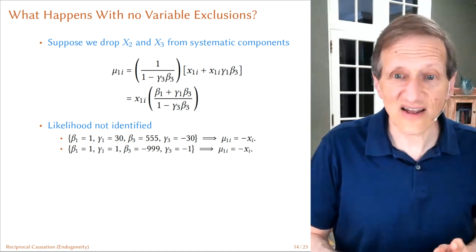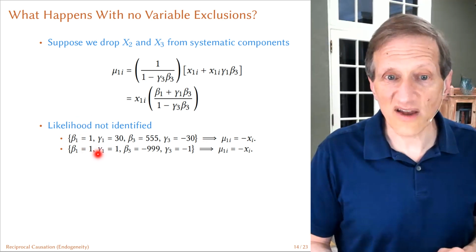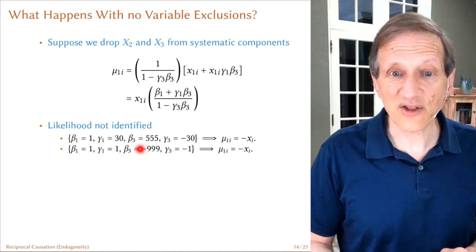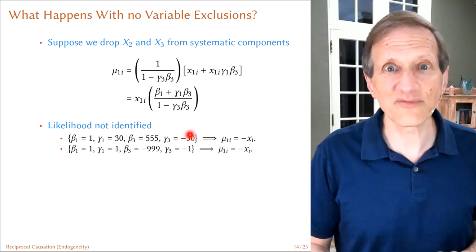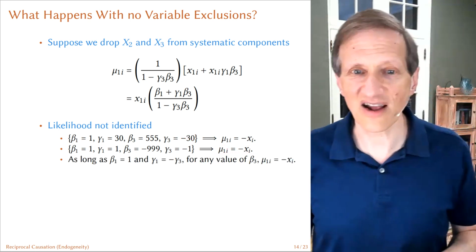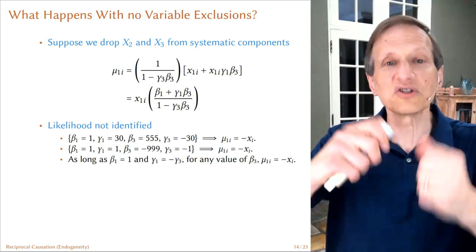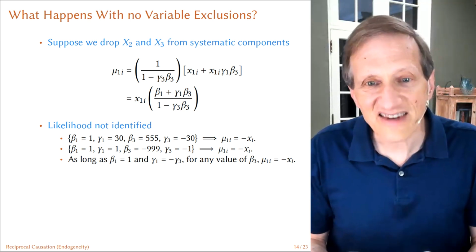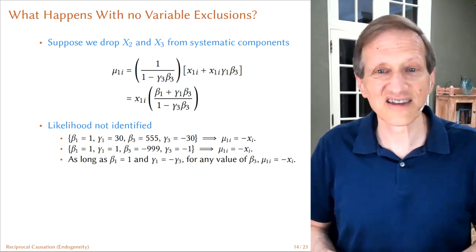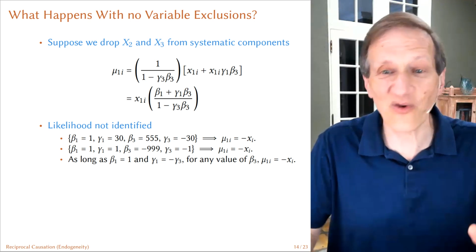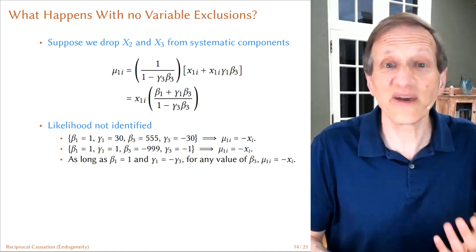Okay, well, it turns out that this same result is going to come from beta 1 equal 1, gamma 1 equal 1 instead of 30, beta 3 equal minus 999 instead of 555, and gamma 3 equal minus 1 instead of minus 30. And you get the same result. As long as beta 1 is 1 and gamma 1 is equal to minus gamma 3, then for any value, regardless of what beta 3 is, mu1 is equal to x. Mu1 is equal to x, no matter what. So that means that beta 3 is clearly not identified, because for any value of beta 3, you're going to get the same answer.